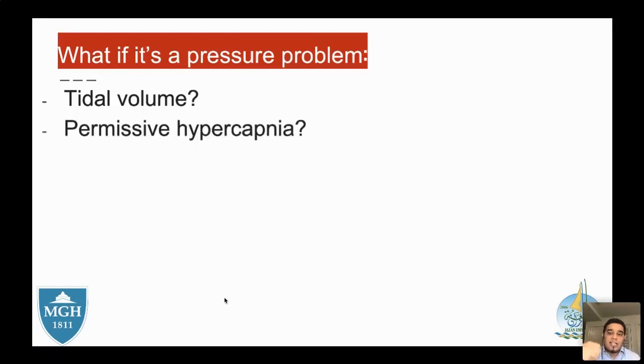That's where the concept of permissive hypercapnia came from. You go down on the tidal volume to 6, and you watch the pressure. If you're down to 6 and the plateau pressure is still above 30, that means you still need to go down on your tidal volume. So you can go down to 5, try again, and then go down to 4, but accepting permissive hypercapnia. It's acceptable. High CO2 is not dangerous for the patient.